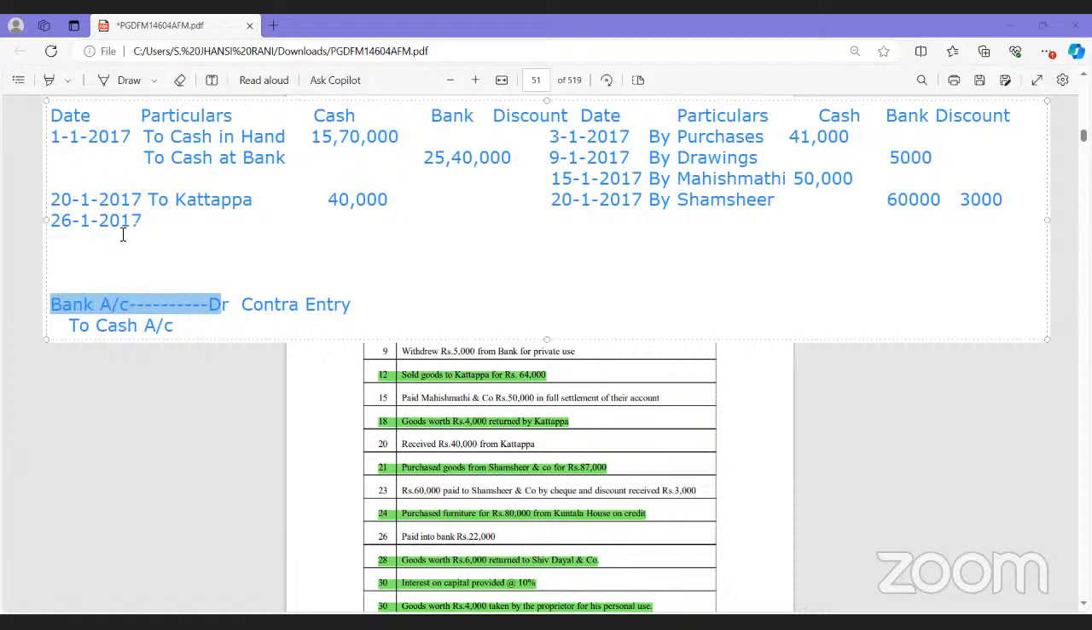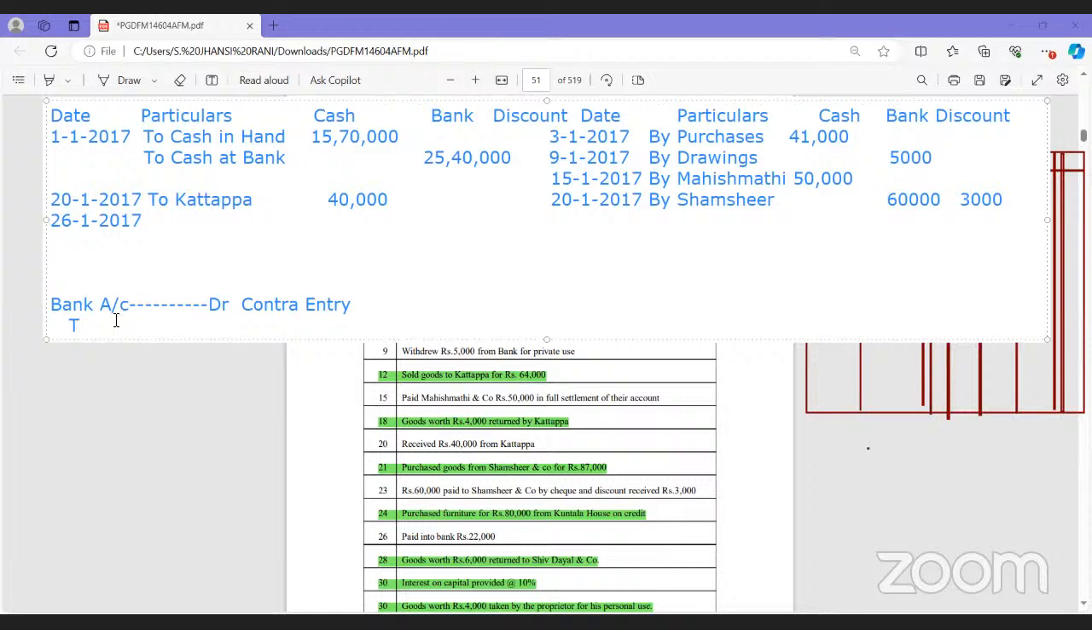So I'm coming to the debit side, writing the date, and what will I write? I'll write the opposite of that. What is opposite to bank here? Cash is there. So I'll write here, to cash. And the amount is 22,000. Now in which column should I write? I will write in the bank column, 22,000.